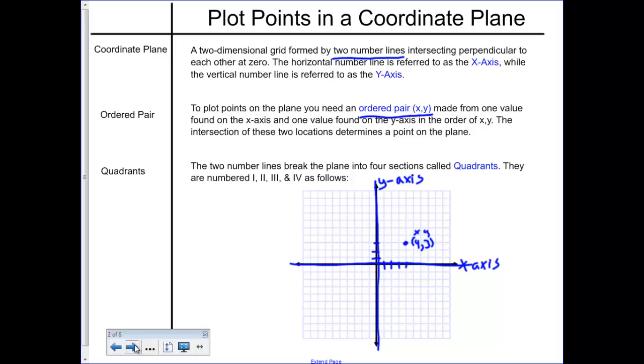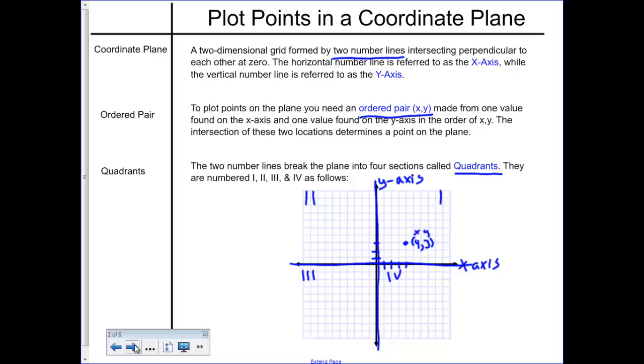The x and y axis breaks the plane into 4 sections called quadrants. The quadrants are numbered 1, 2, 3, and 4. And we start with number 1 in the upper right hand corner, and then we go in a C form or counterclockwise form. 2 would be there, 3 would be here, and 4 would be there.